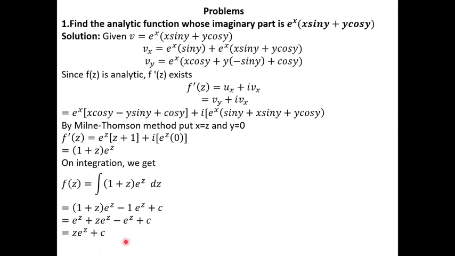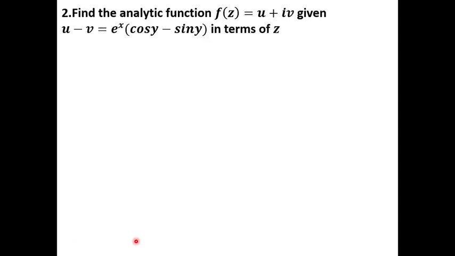This is the analytic function. Now we move on to another problem. Find the analytic function f of z is equal to u plus iv, given u minus v is equal to e power x into cos y minus sin y, in terms of z.